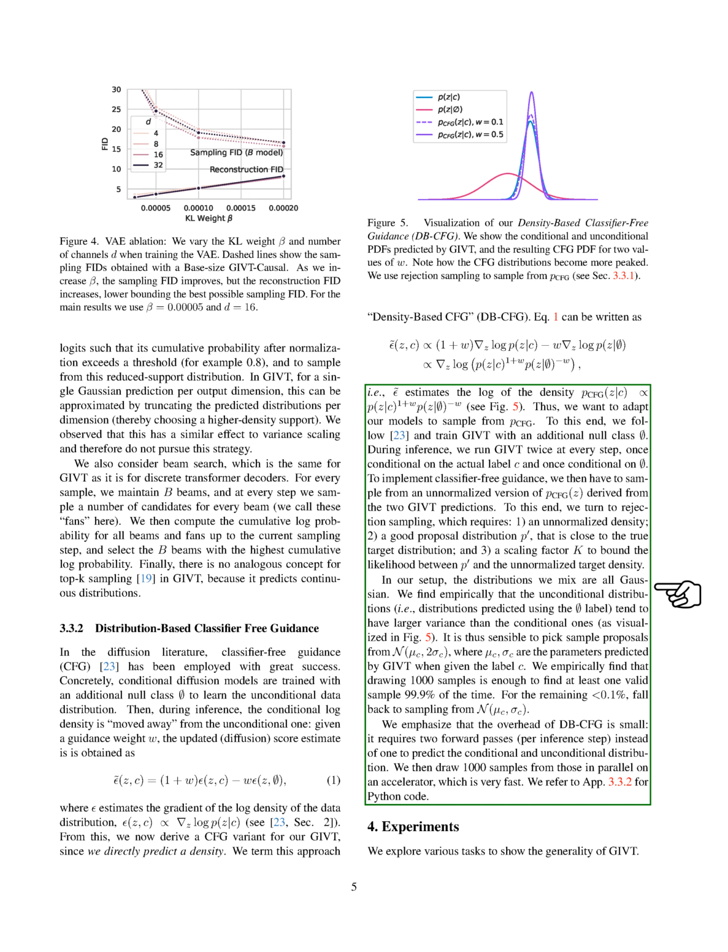It requires 2 forward passes per inference step, instead of 1, to predict the conditional and unconditional distribution. We then draw 1,000 samples from those in parallel on an accelerator, which is very fast. We provide Python code for this in the appendix.